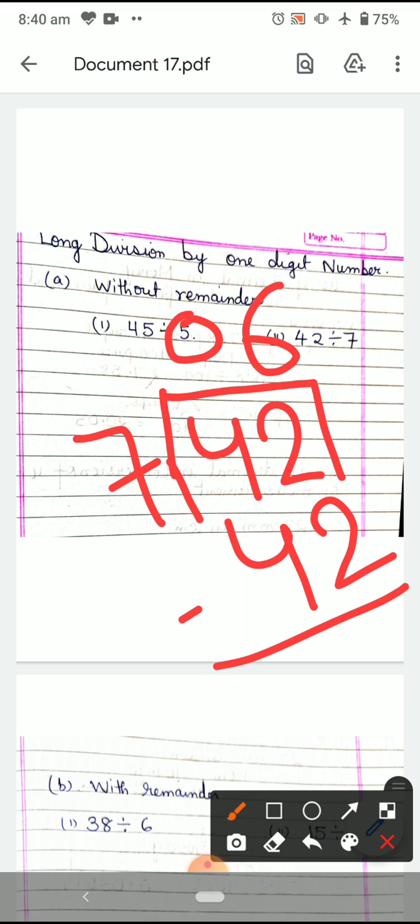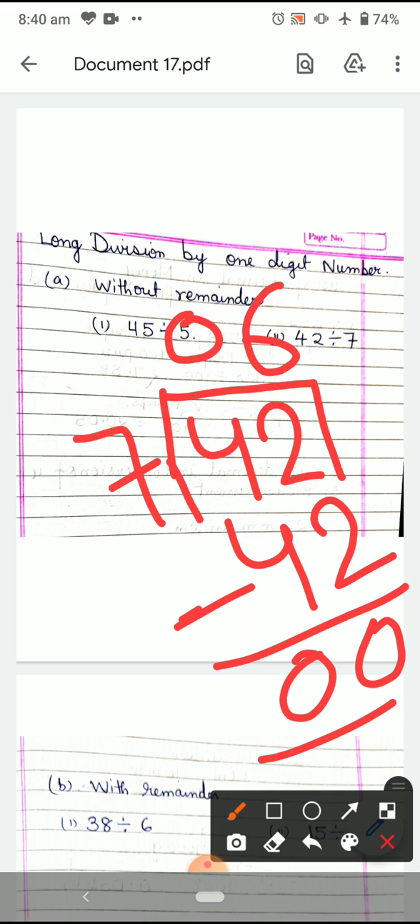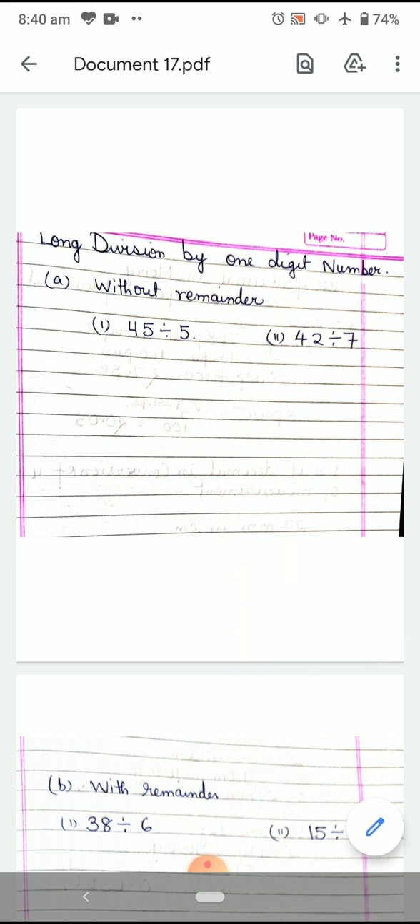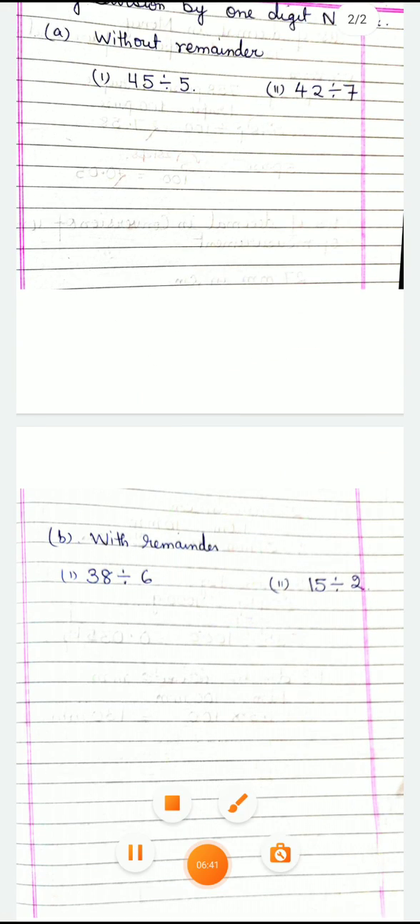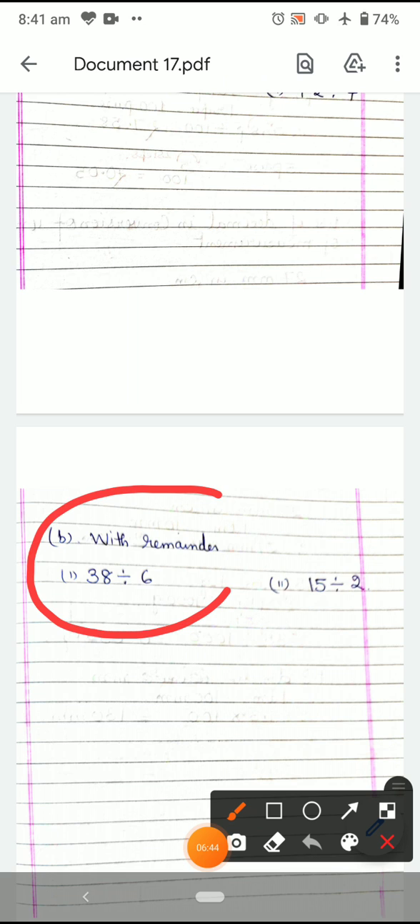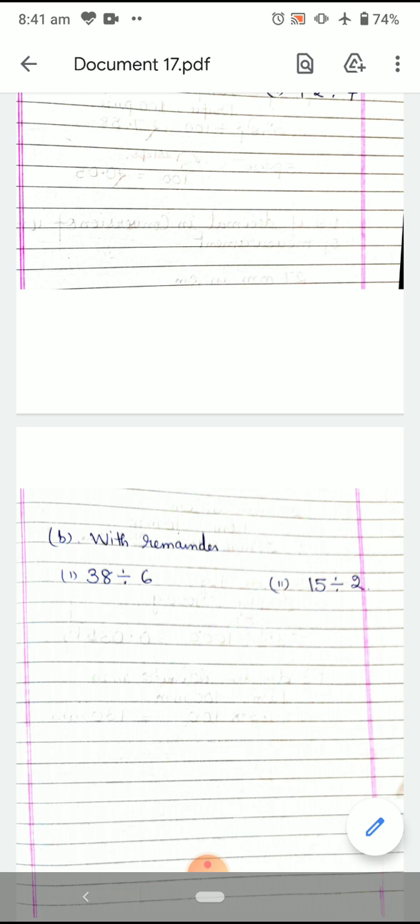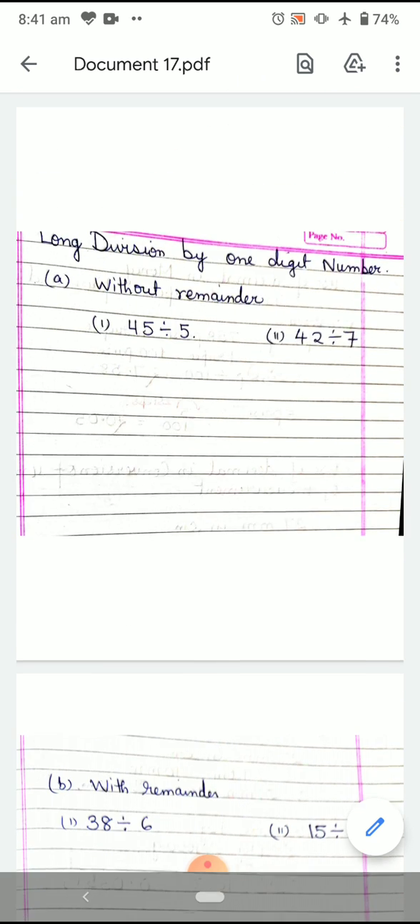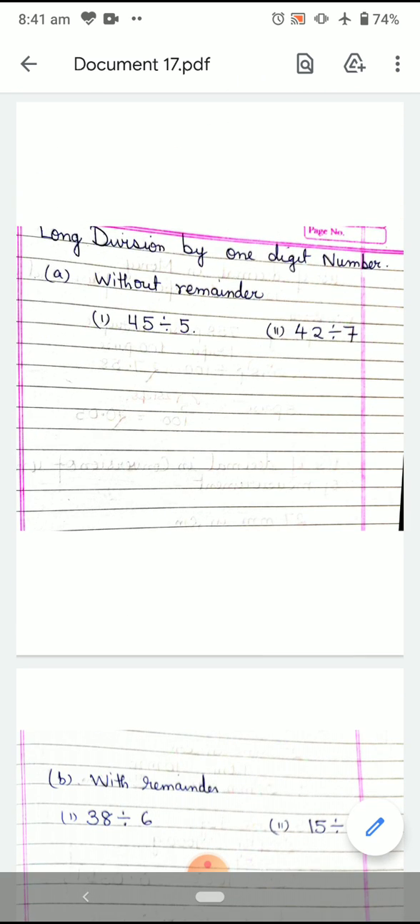So we write 42. Minus this, always whatever is up there we minus. 2 minus 2 is 0, 4 minus 4 is 0. We got it. It is simple. Now the other two sums, 38 divided by 6 and the other, are the sums with remainder. We will be practicing these sums in the next class. Today we are only learning about numbers divided by direct division, where it is divided and no remainder is there.